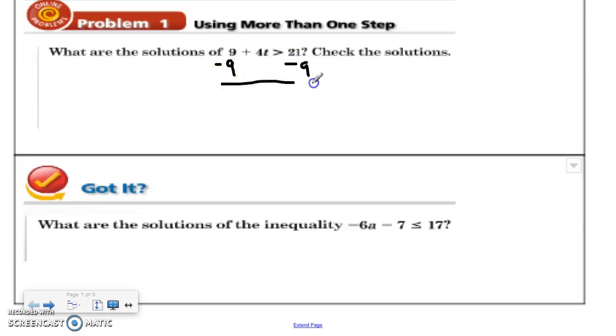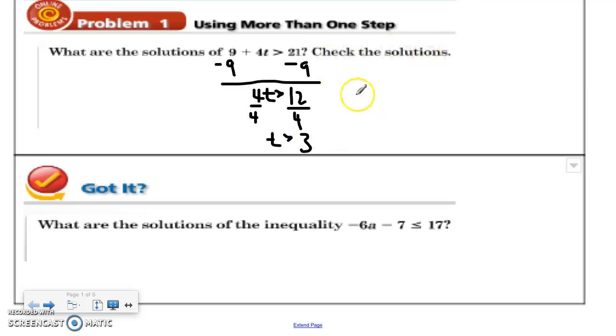So subtracting 9 from both sides is going to give me 4t is greater than 12. And then I'm going to divide both sides by 4, which is going to give me t is greater than 3.